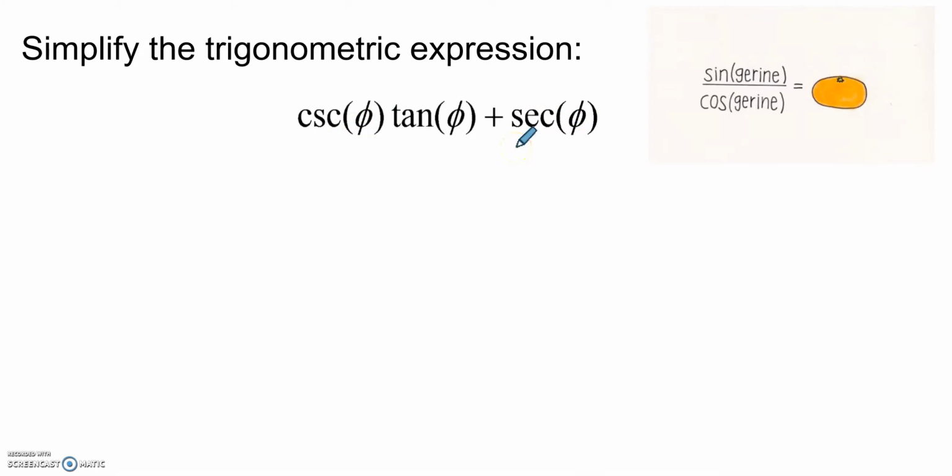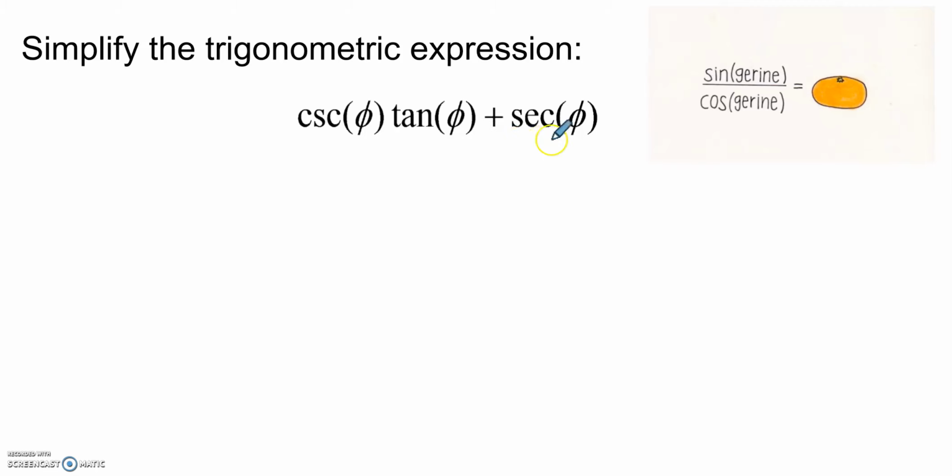Can I multiply anything? Is there anything to distribute? No. Can I use a reciprocal? Can I multiply by the conjugate? No. So that makes me think that, as I said before, let's focus on using the trig identities first before we think about algebra skills.